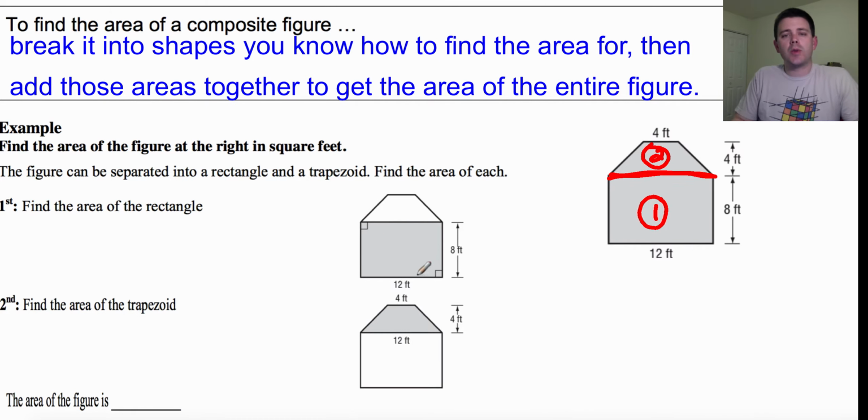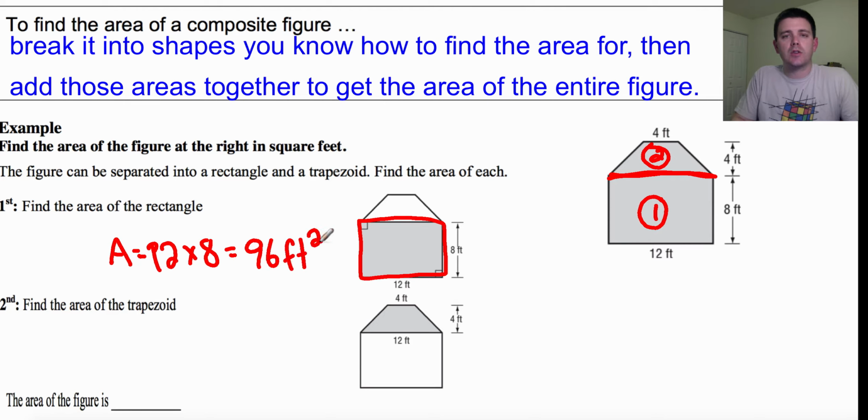So in the second picture there, they highlight the rectangle. So we want to find the area of this rectangle. Well, area is just base times height, 12 times 8. So always make sure to show how you set up your problem. Don't just give me an answer. 12 times 8 is 96. We're dealing in feet, so our area is feet squared.